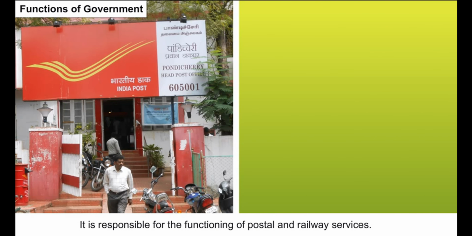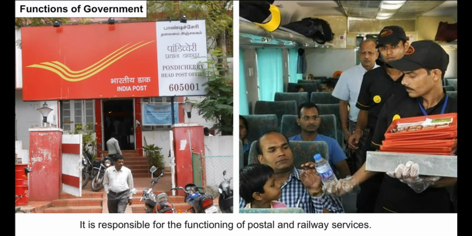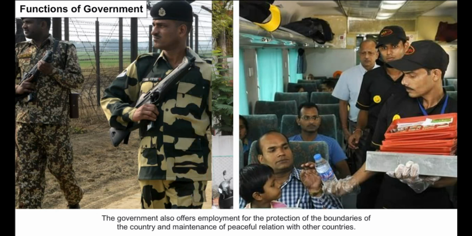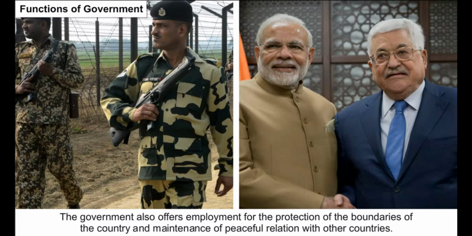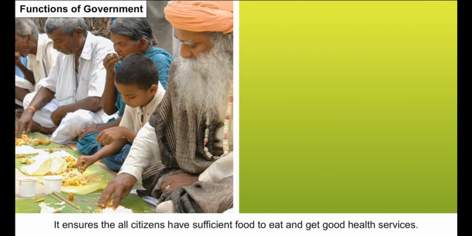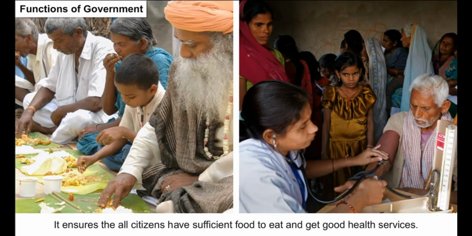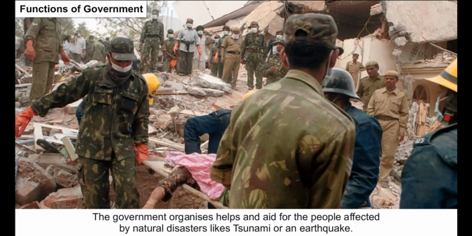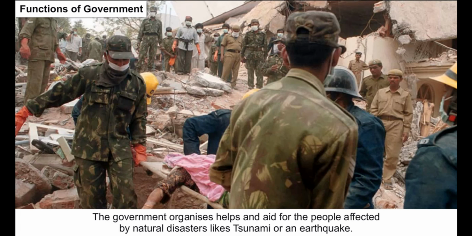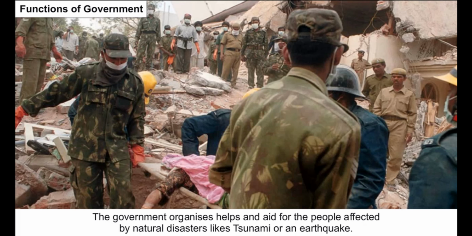It is responsible for the functioning of postal and railway services. The government also offers employment for the protection of the boundaries of the country and maintenance of peaceful relations with other countries. It ensures all the citizens have sufficient food to eat and get good health services. The government organizes help and aid for the people affected by natural disasters like a tsunami or an earthquake.